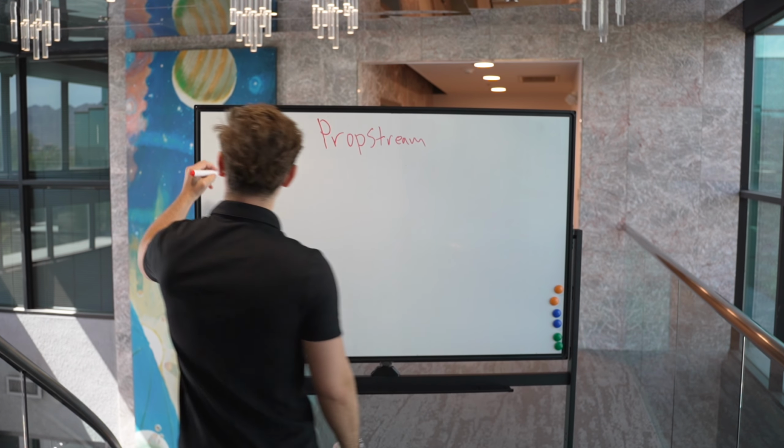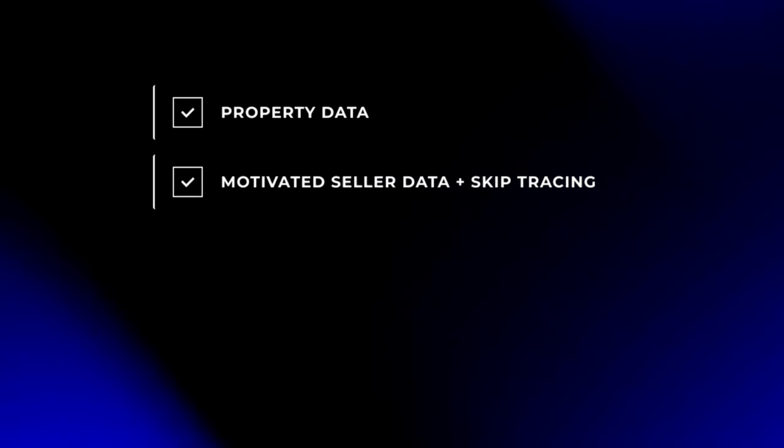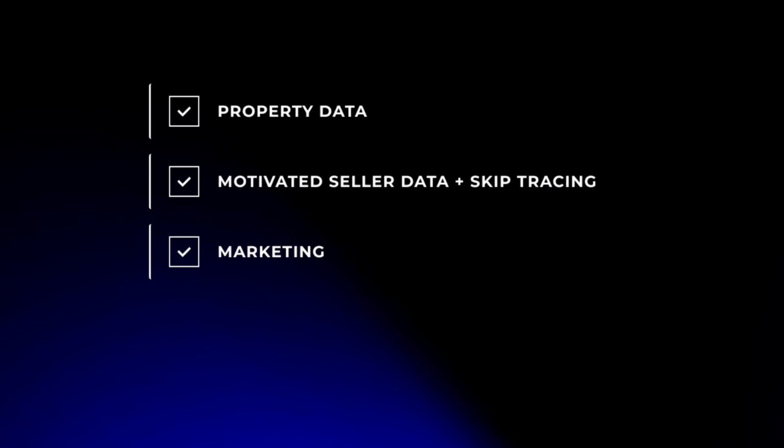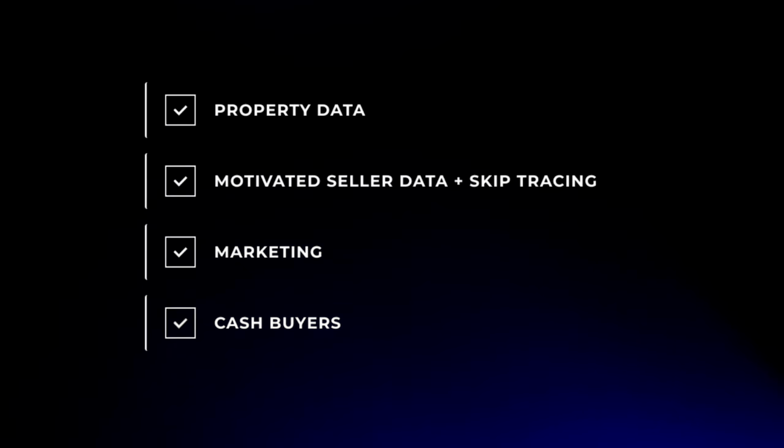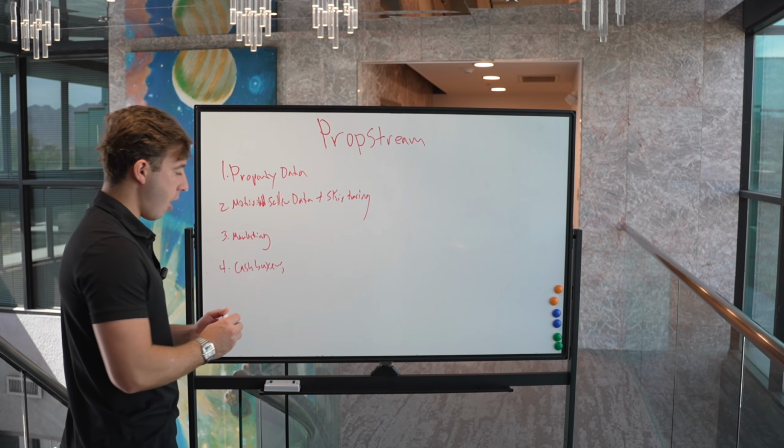So, #1 is property data. #2 is motivated seller data plus skip tracing. #3 is marketing. #4, cash buyers. All right, so let's break it down.